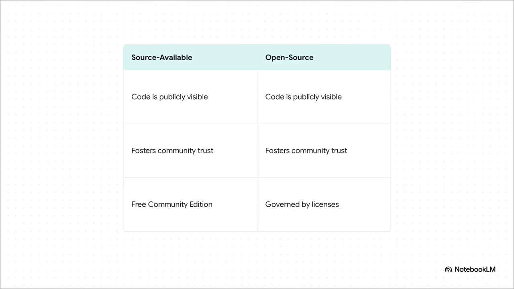Another thing that really makes n8n stand out is its source available model. You might hear it called fair code. Basically, the code is public. You can go look at it, which is great for trust. But the real kicker? This allows them to offer a completely free, fully functional community edition. And I mean fully functional. This isn't some stripped-down trial version. It's the whole shebang, ready for you to self-host.